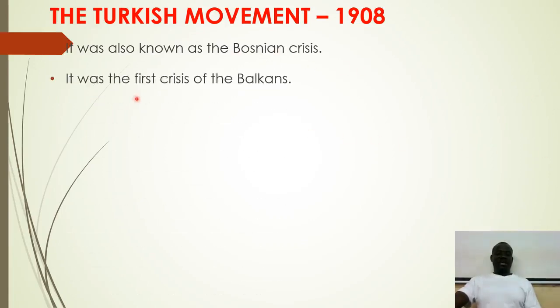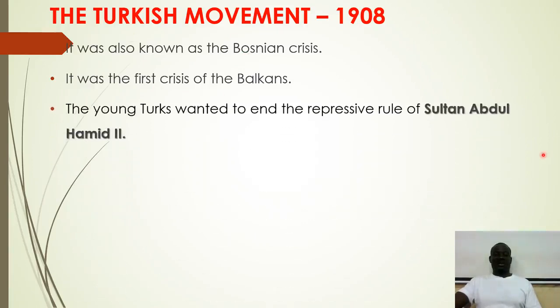Now there was the Turkish movement of 1908. Remember, the Balkans League was formed in 1912, and there we mentioned the Young Turks. So here we are seeing the Turkish movement, which was formed in 1908. What was it? It was also known as the Bosnian crisis. It was the first crisis in the Balkan region.